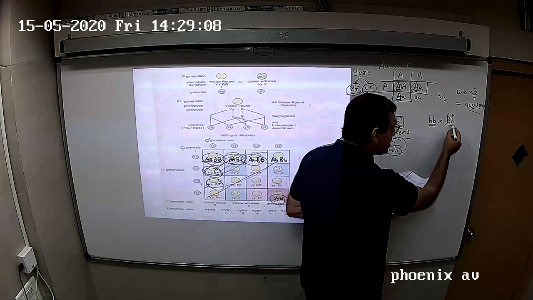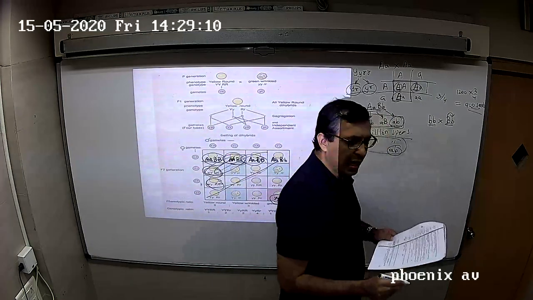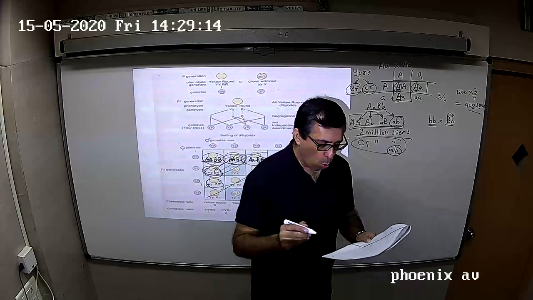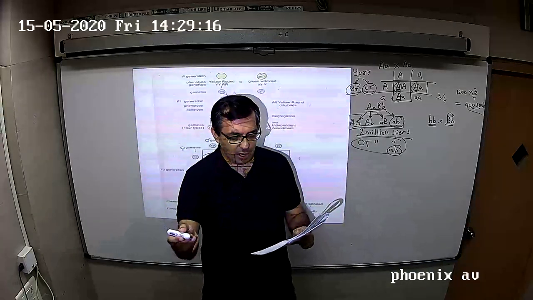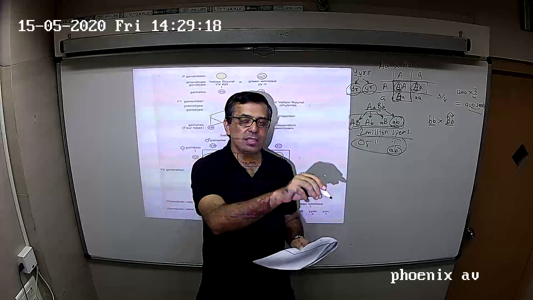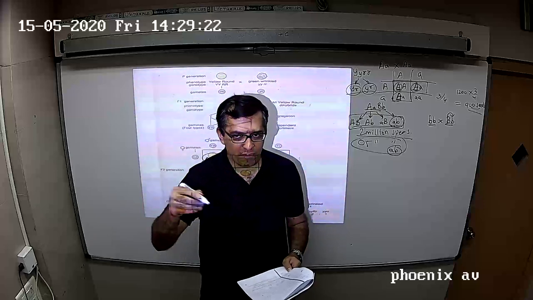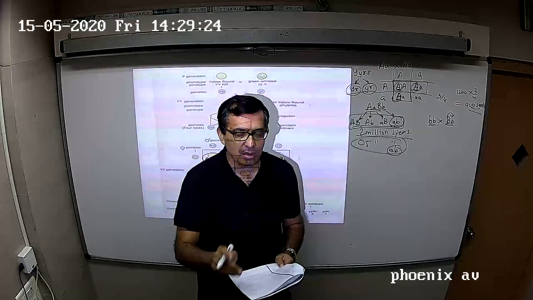So capital B, small b into small b, what is this an example of? A test cross. So in a test cross, 50% will become brown eyes, 50% will become blue eyes. So 50% will be brown eyes, 50% will be blue eyes.